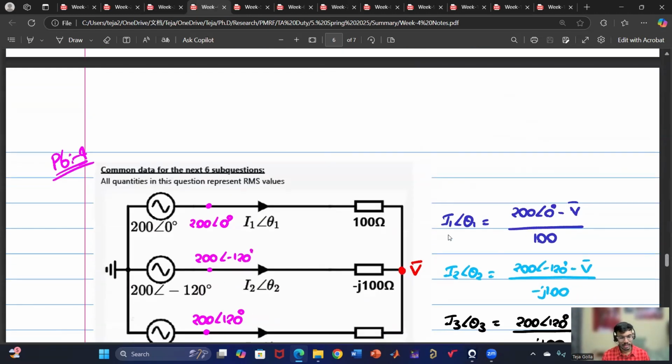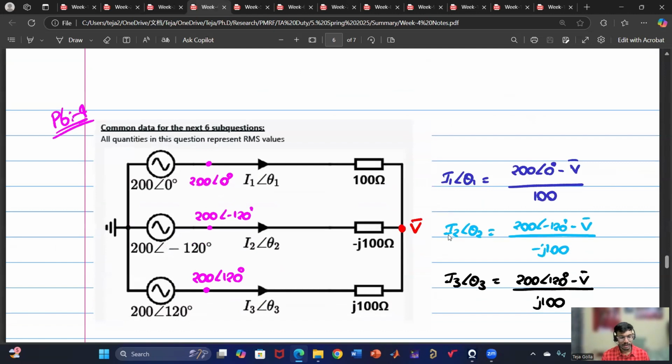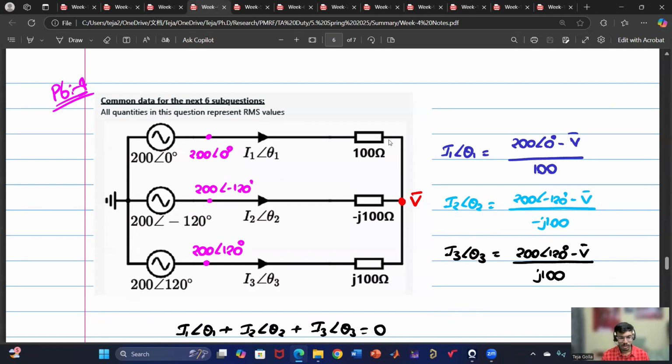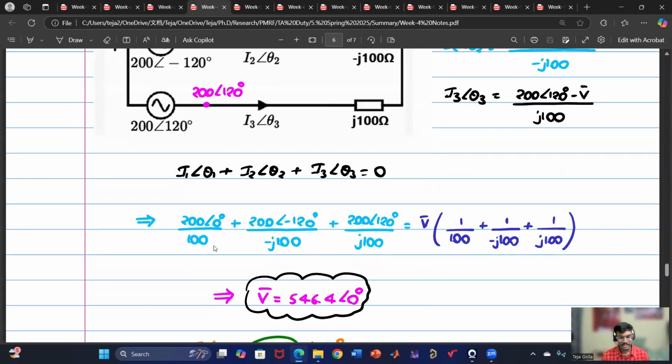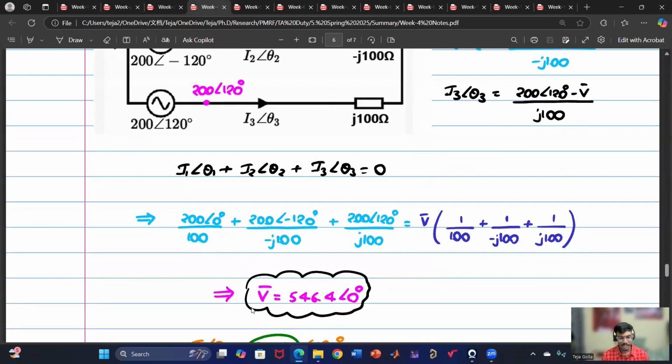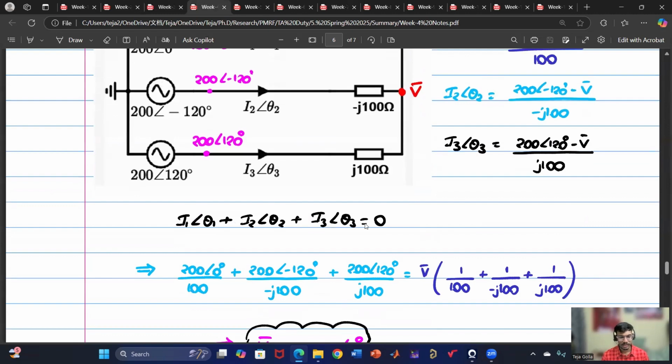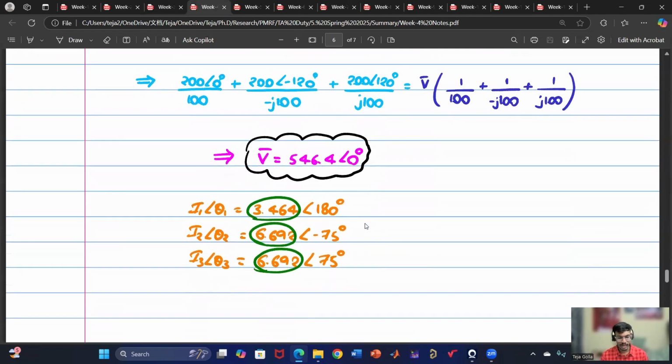And then we have solved another problem. Here also they have given phasors directly and they're asking what the currents are. So we have applied KCL because this voltage is unknown and these currents are also unknown. These voltages are known. So we have applied KCL at that node and first we have calculated V bar, which is this voltage. Then we have individually calculated I1 angle theta, I2 angle theta, as well as I3 angle theta. And then we got these values.